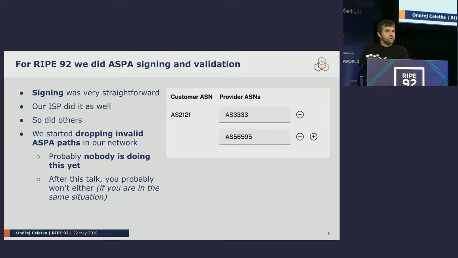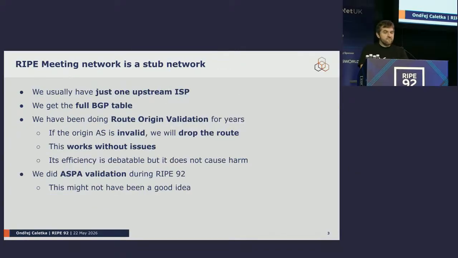But we use BIRD, and you heard Maria's talk on Monday. BIRD now has support for ASPA validation that actually works, at least to some extent, as we understand the drafts. And maybe after this talk, you won't be doing the same thing that we did. So first of all, how does our RIPE meeting network work? It's a stub network. We have our ASN, we have our IP addresses.